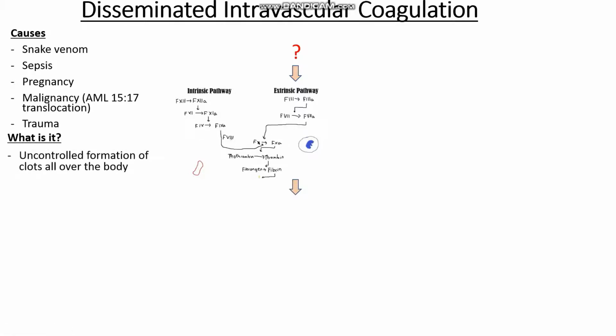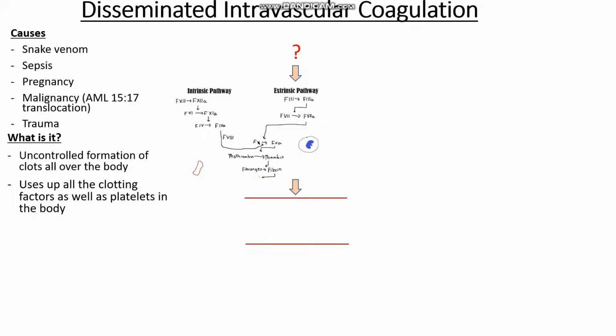So what actually is it? Well, we have uncontrolled formation of clots all over our body due to the inappropriate activation of the clotting cascade. And every time we form a clot, we actually use up those clotting factors. So therefore, we end up using up not only the clotting factors in our body, but also the platelets. So as you can imagine, as this process gets kick-started, we start to form these clots.